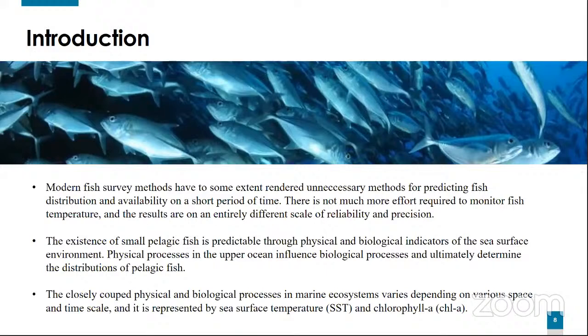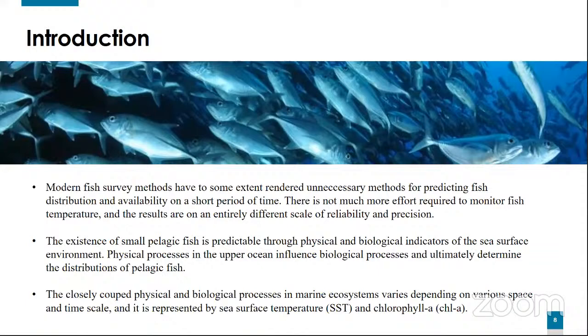Jadi, modern fish survey methods have to some extent rendered unnecessary methods for predicting fish distributions and availability over a short period of time. So there is not much effort required to monitor fish temperature, and the results are on an entirely different scale of reliability and precision. So the existence of small pelagic fish is predictable. Okay, kita boleh predict through physical and biological indicators of the sea surface environment.